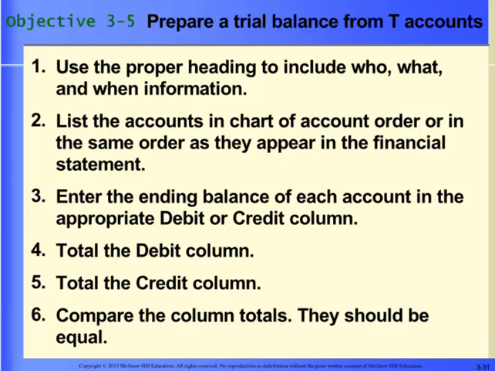Our fifth objective is to prepare a trial balance using the balances in our T accounts. A trial balance is a report to test the accuracy of total debits and credits after transactions have been recorded. A trial balance just tells us whether total debits equal total credits. You can review the 6 steps shown.